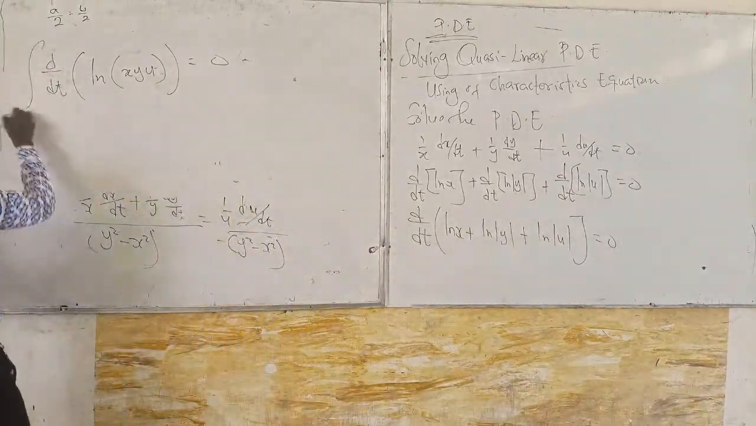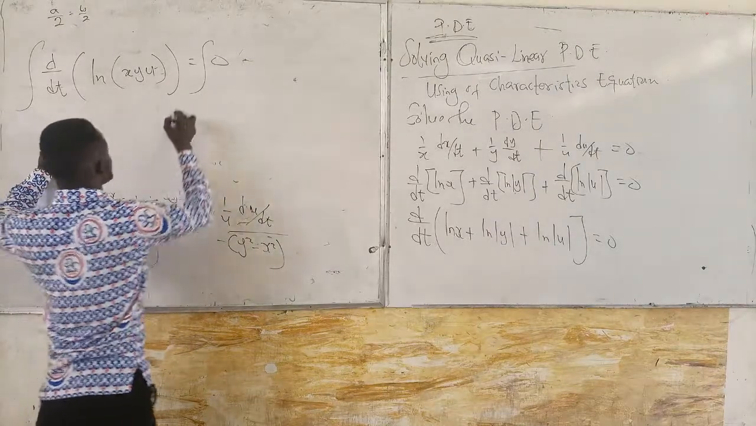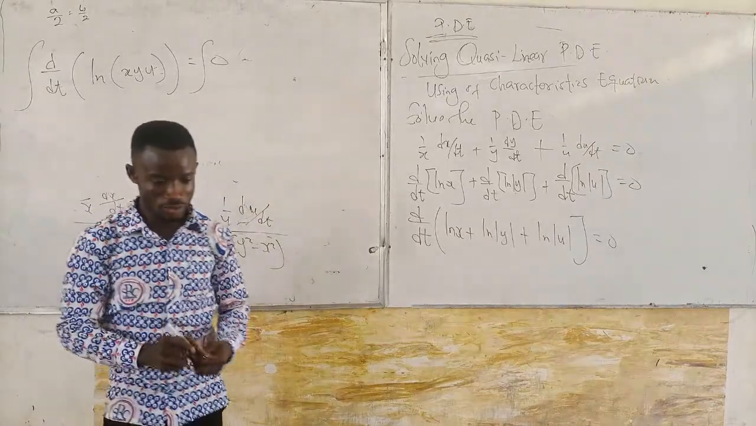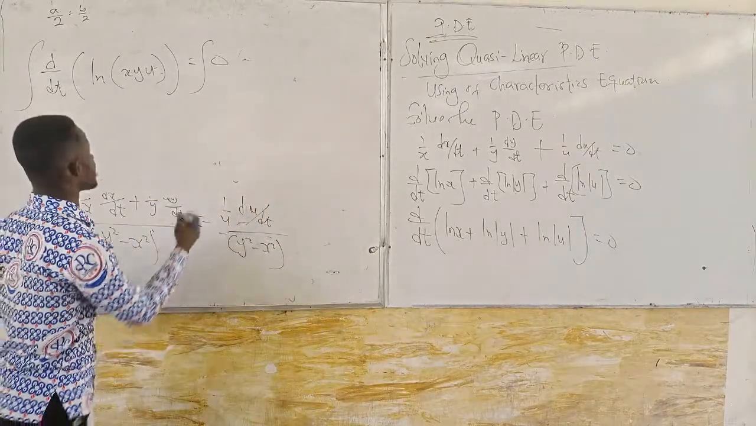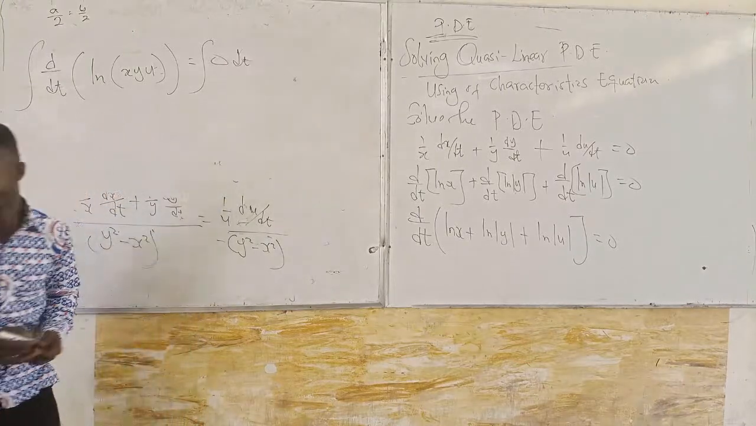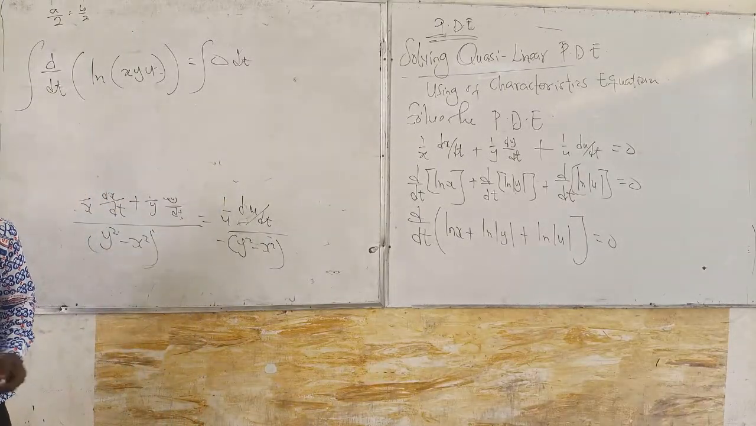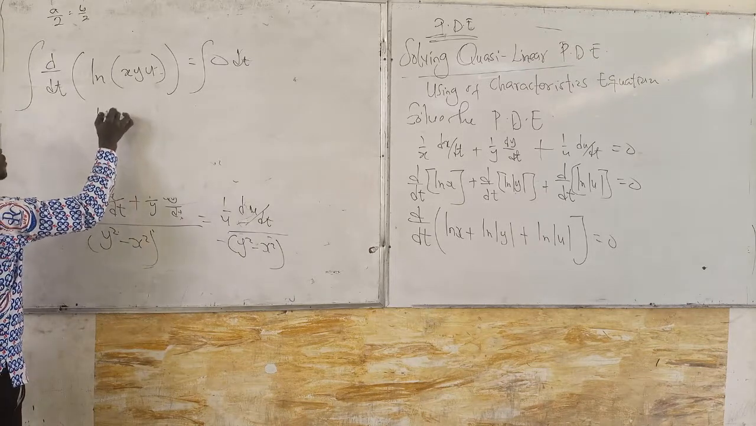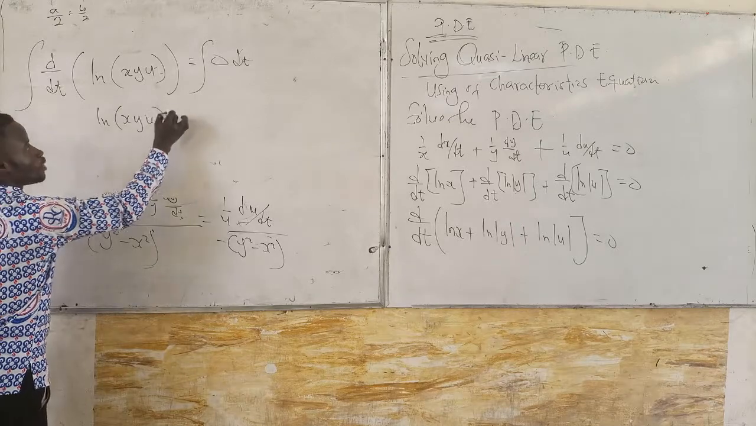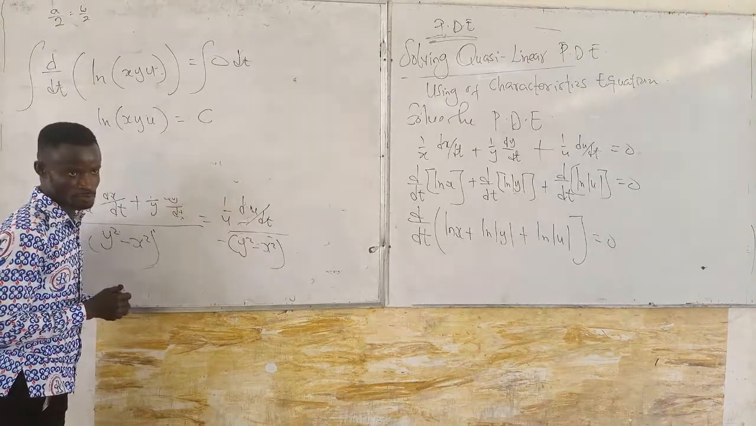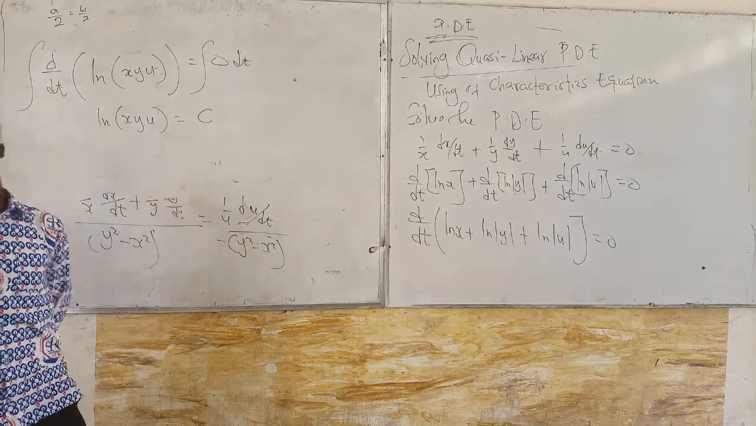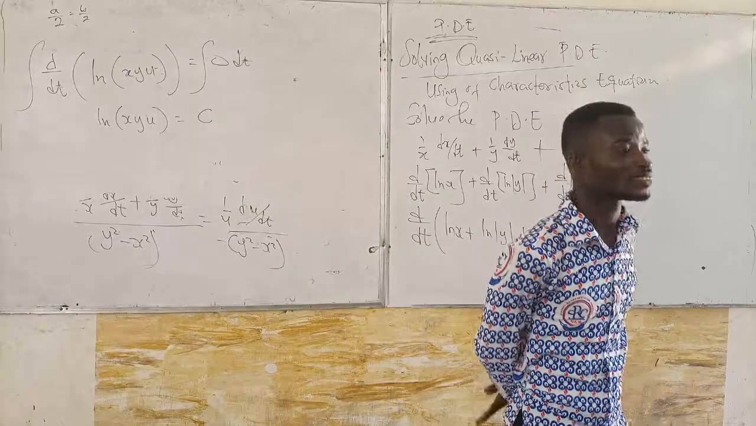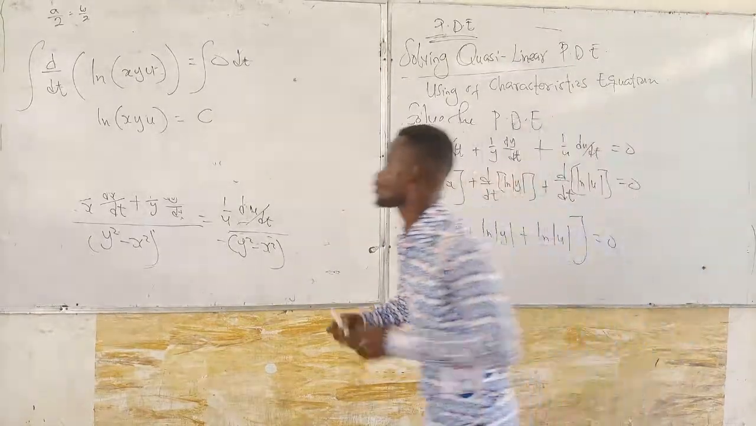So this time around we integrate both sides with respect to dt. But when you integrate them, what will you get? You get ln of x y u equal to c. But don't forget that I just solved one side of the question. We haven't come to the other side, and they are still on the one side, so this will be C1.